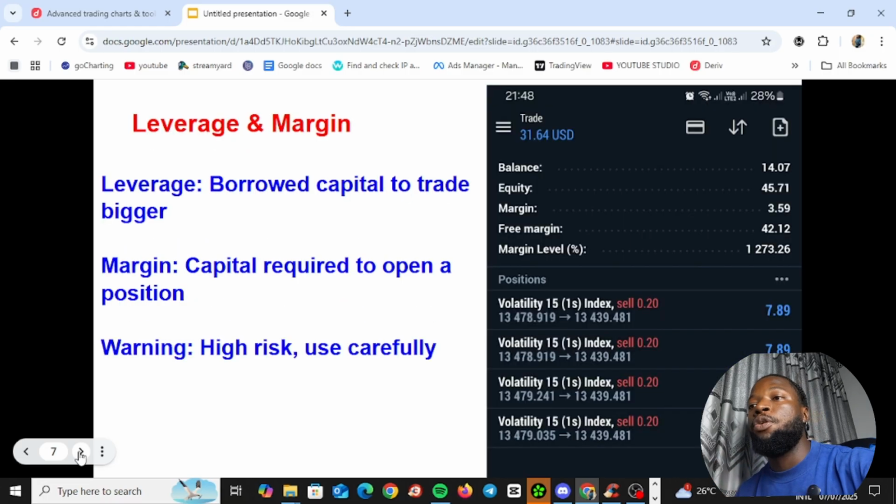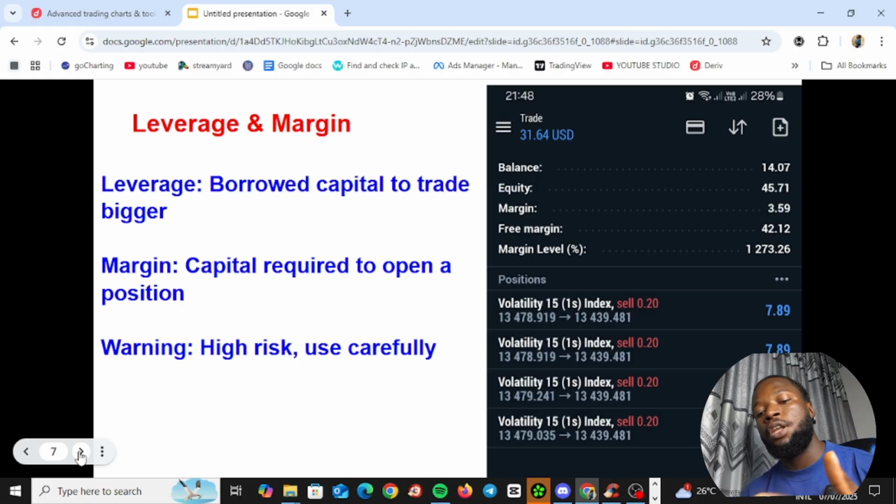Okay, now moving on, we have leverage and margin. Leverage simply means borrowed capital to trade bigger. Say you have $100 and you want to make $1,000. Leverage here means you are using 1:10 to make $1,000 with $100, which simply means the broker, which I just explained, that helps you execute the market in foreign exchange, is willing to allow you to handle ten times the capital you have.